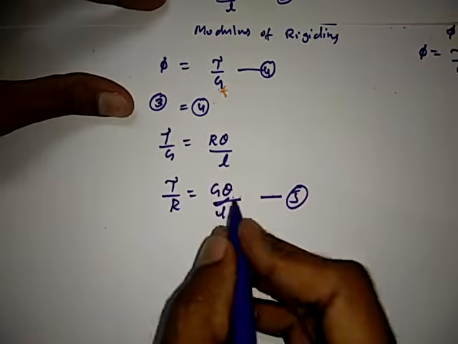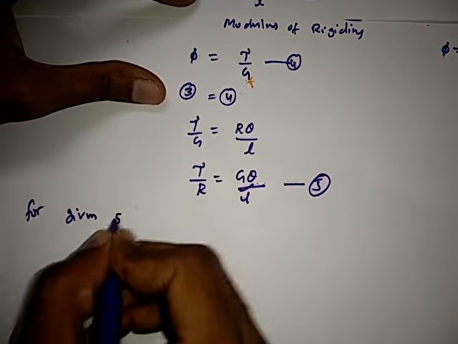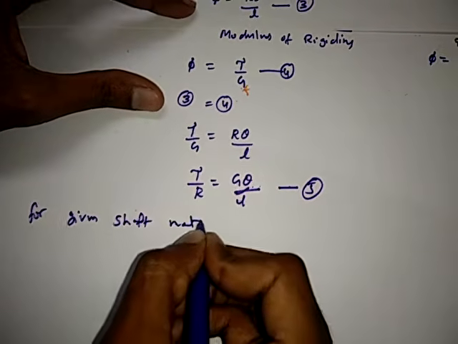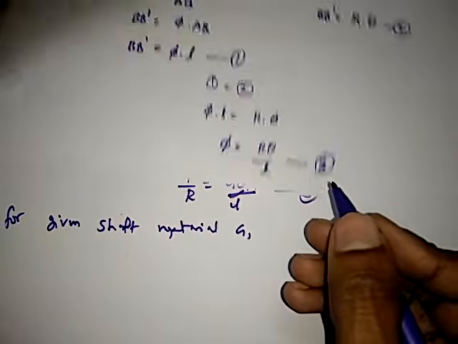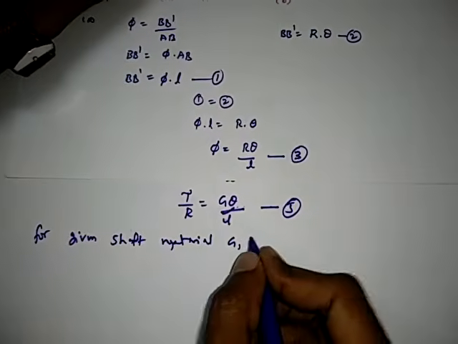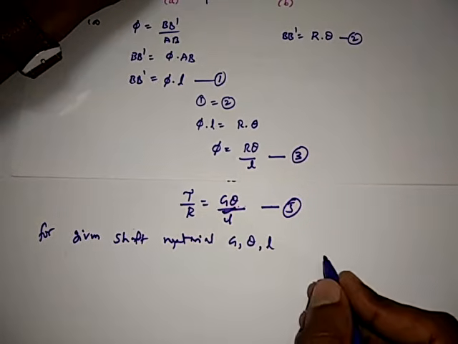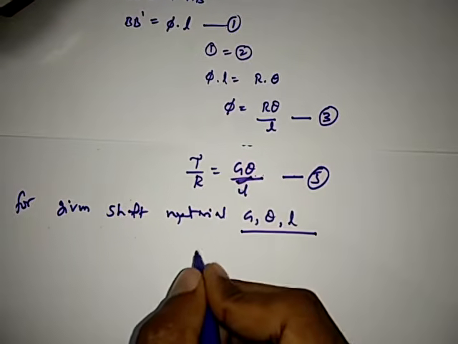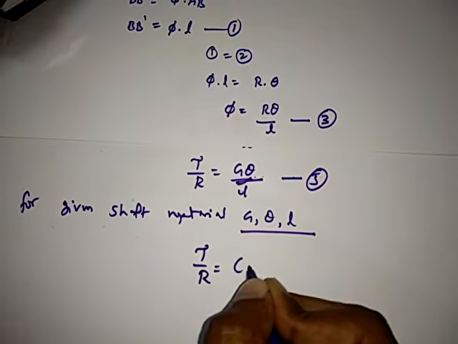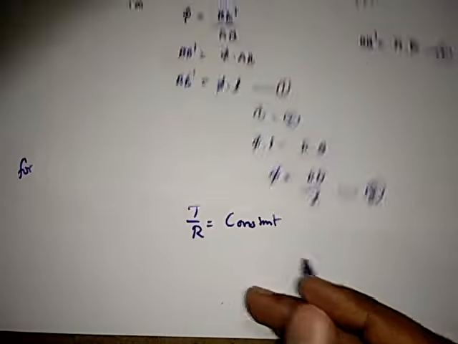See here, for the given shaft material, G is constant, and for a given torque applied, theta is also constant, and for a given shaft, length is also constant. So for a given shaft and a given amount of torque, all these three are constant. So from the above equation, tau by R is equal to constant, such that, as I already told, tau is the maximum shear stress produced at the radius R.